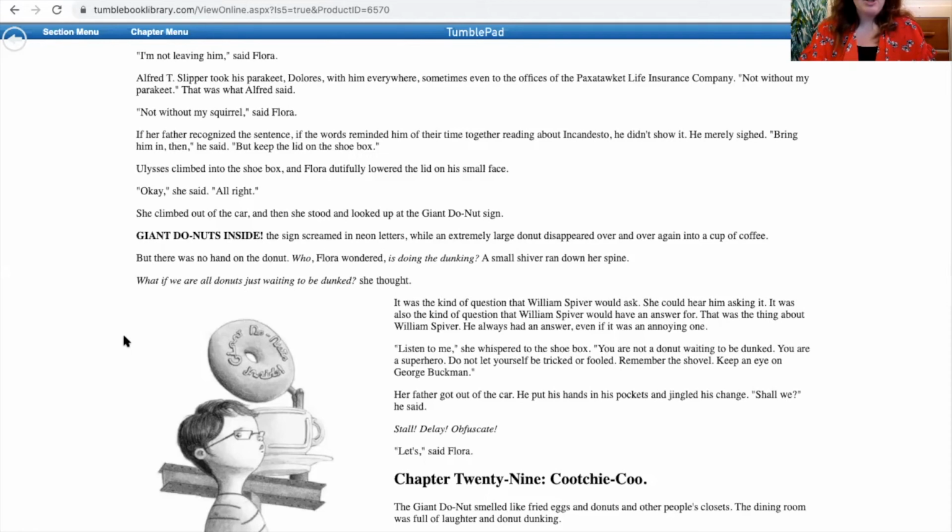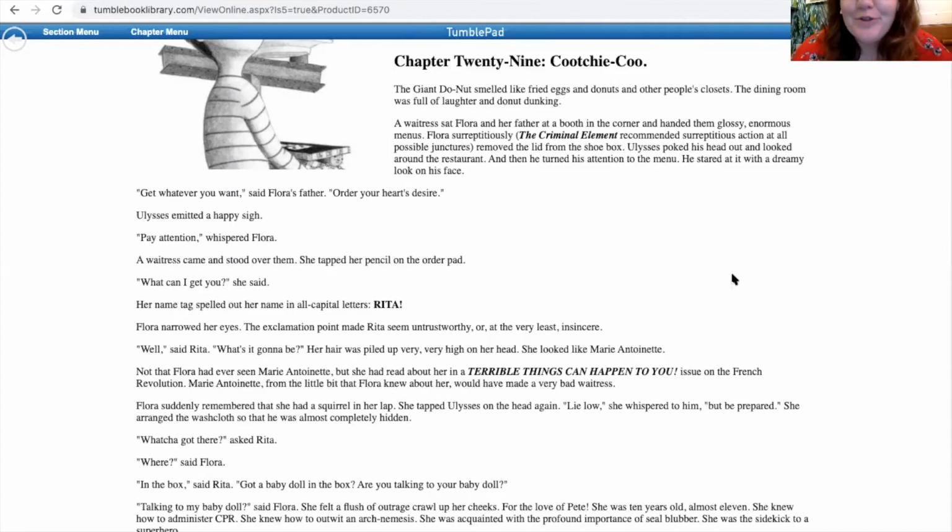Listen to me, she whispered to the shoebox. You are not a donut waiting to be dunked. You are a superhero. Do not let yourself be tricked or fooled. Remember the shovel. Keep an eye on George Buckman. Her father got out of the car. He put his hands in his pockets and jingled the change. Sally, he said. Scowl, delay, obfuscate. Let's, said Flora. Chapter 29, Coochie Coo.